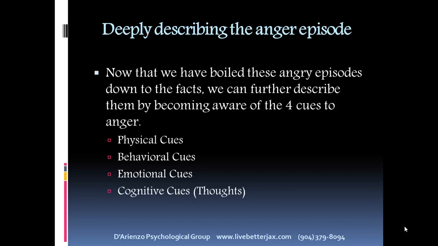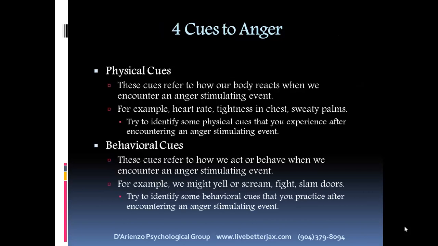So now that we've boiled down different angry episodes to facts, we can further describe them by becoming aware of the 4 cues that lead to anger. We typically have 4 types of cues: physical cues, behavioral cues, emotional cues, and cognitive cues, or thoughts. We're going to go through each one. So, 4 cues to anger.